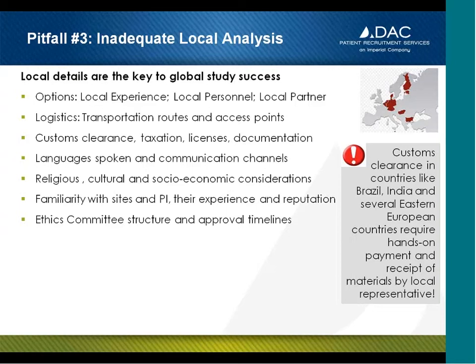So these are all things you want to take into consideration, and they're things that we'll talk about in a case study that we'll present later on in this presentation. It really brings to light how some of those particular elements can directly impact your ability to be successful recruiting patients for a study.